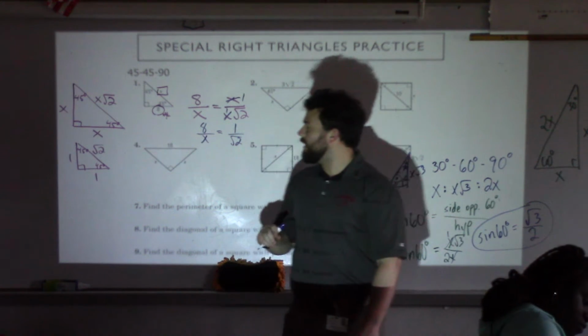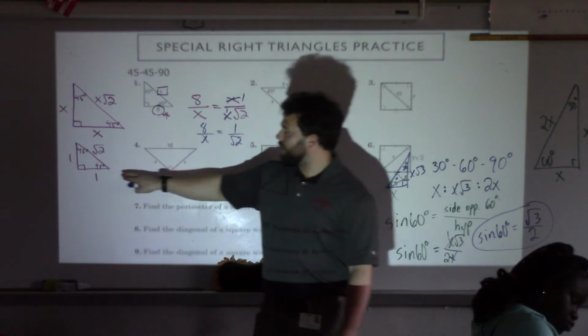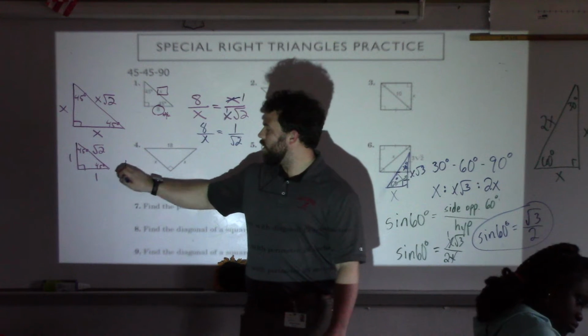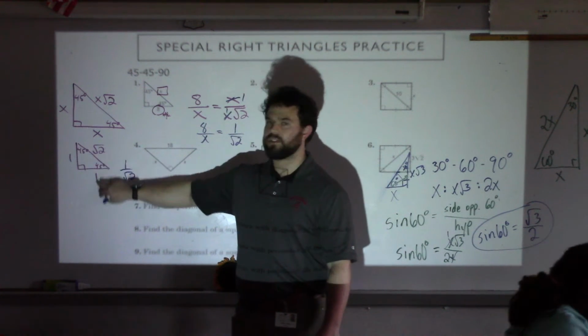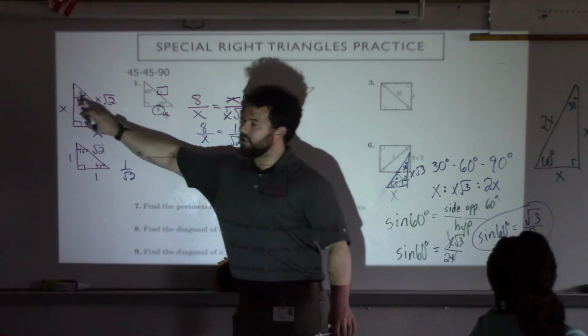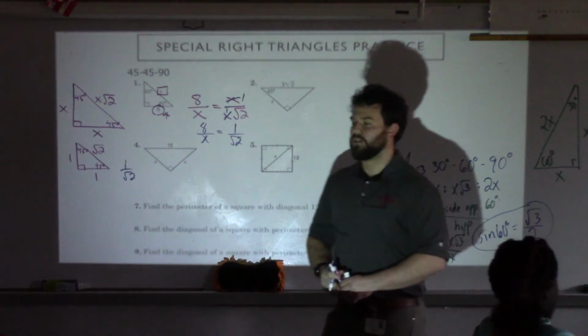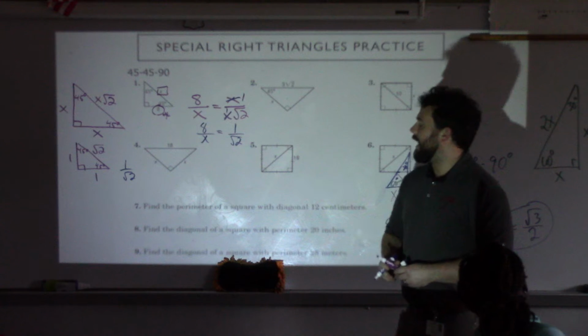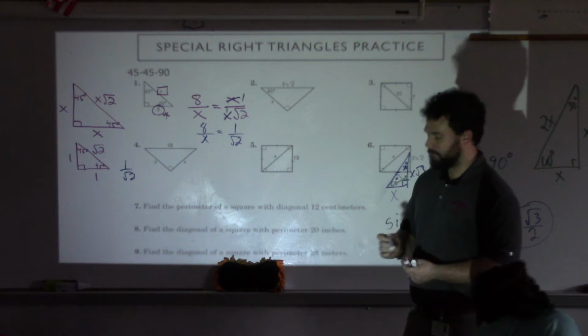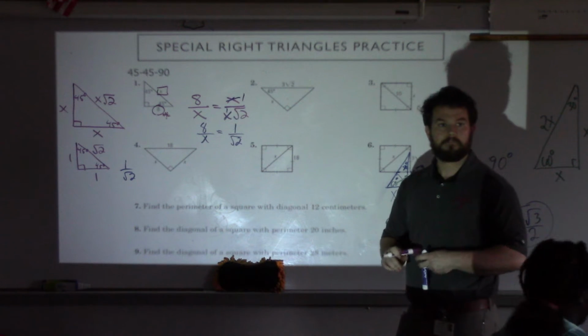And so from here, what I would point out is, notice how I would have gotten the 1 divided by the square root of 2 from this triangle as well. So you can do the x square root of 2 or 1 square root of 2. Either one's fine. How would I solve this equation now?